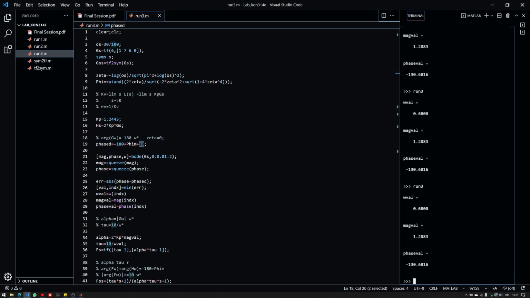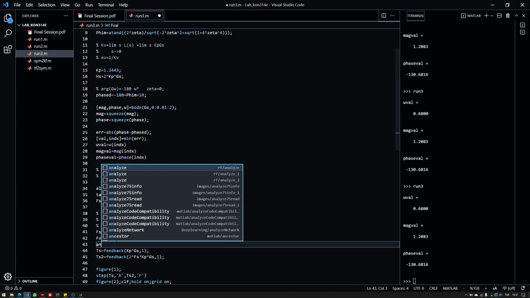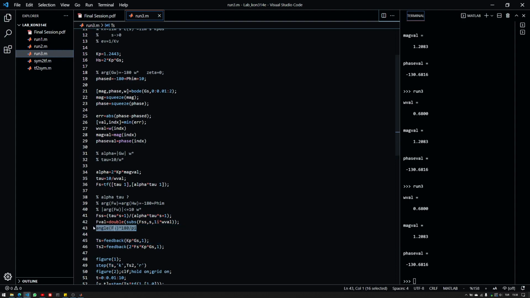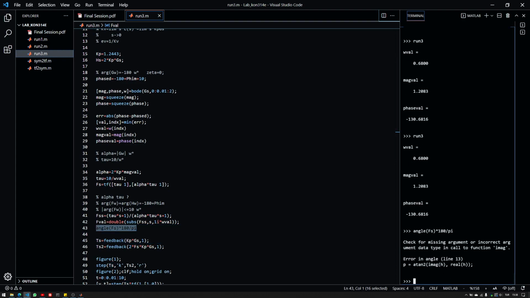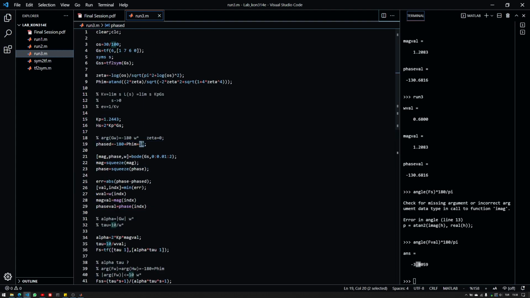Let's say we have found out the angle times 180 divided by pi of fs, let's see what it was. So it was of f val, of course. Let's see what it was. It was 3.8. So we might assume 5 degrees here. Not exactly that, because it will maybe change.